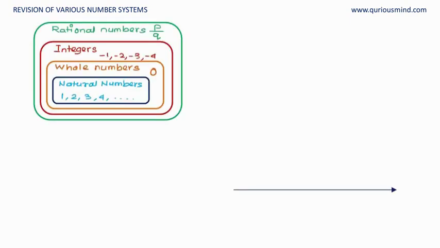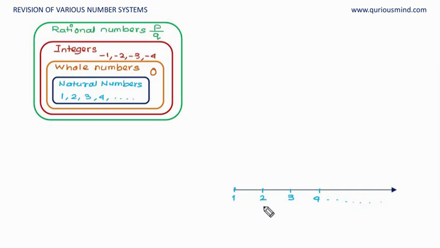First we had natural numbers and they were from 1, 2, 3, 4 going up to positive infinity. And on a number line we started like this: 1, 2, 3, 4 and so on going to infinity.